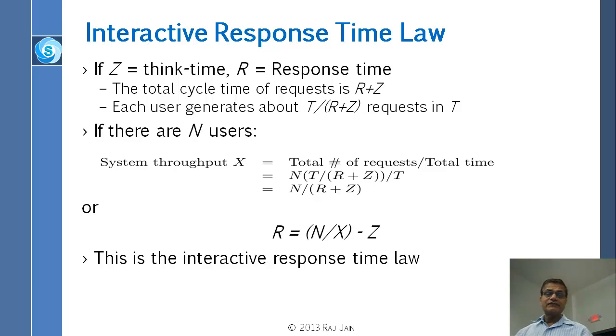So based upon this, we can calculate the response time. Response time R is equal to N divided by X minus Z. And this law is called the interactive response time law.